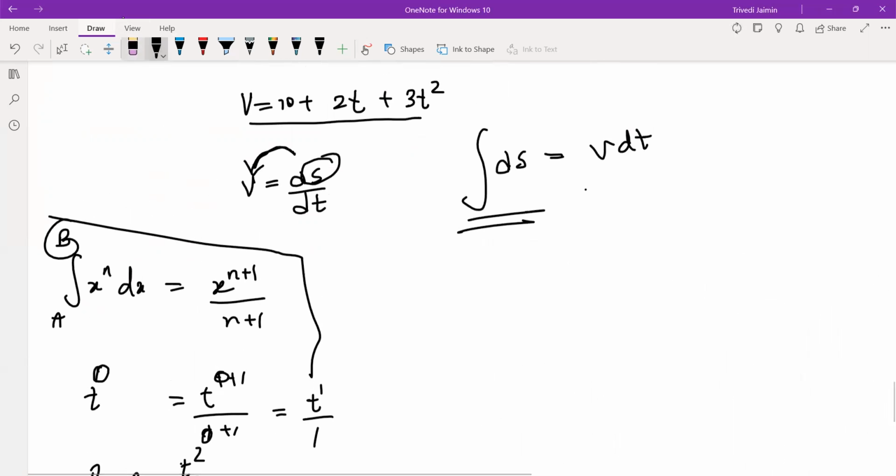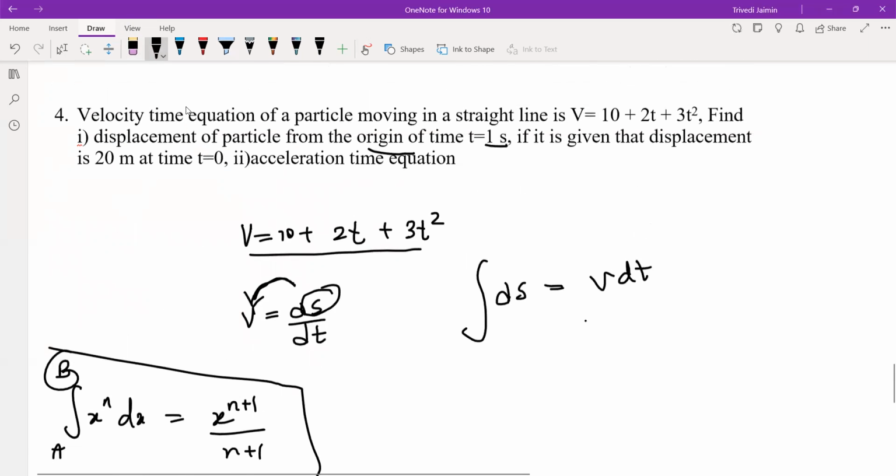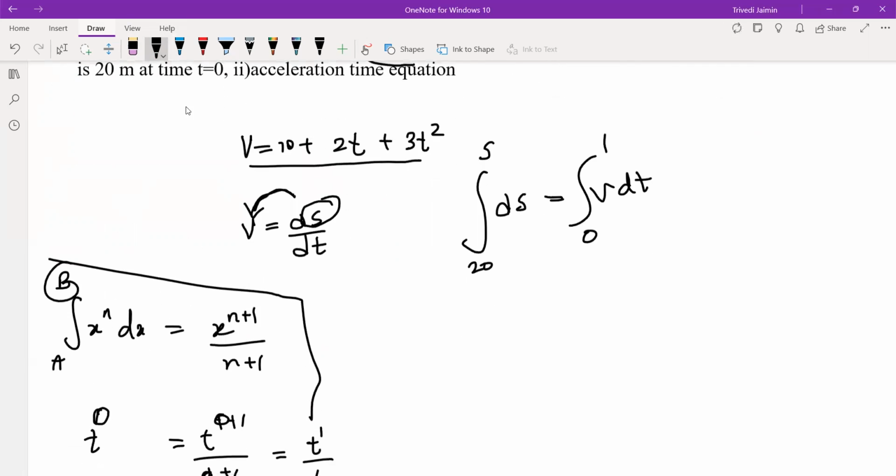Now let's go for the left side. What will be the limit? I just directly wrote s, but what will be the limit? At 0, it is 20. Right side, we got the limit as 0 to t. t is 1, so let's write 1 itself. And on the left side, the displacement at 0 is 20. So displacement will be s. Limits are s and 20.